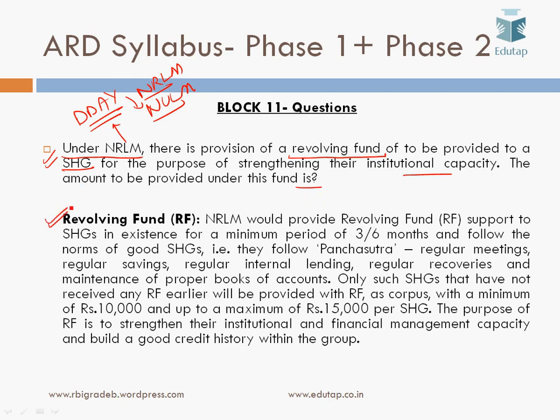Now this is the information about the revolving fund, that NRLM would be providing a revolving fund support to self-help groups to the tune of rupees 10,000 and up to a maximum of 15,000 per self-help group. So this is the answer.